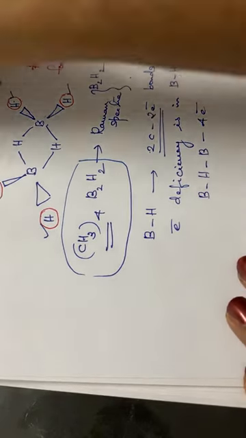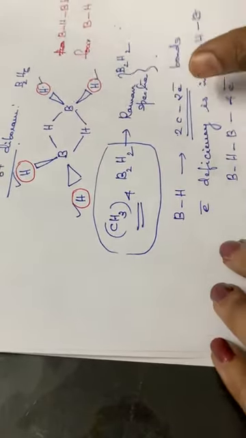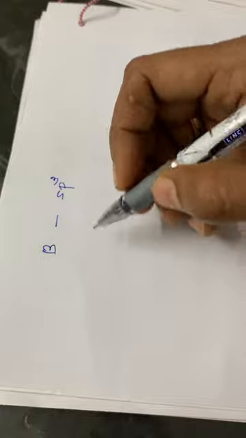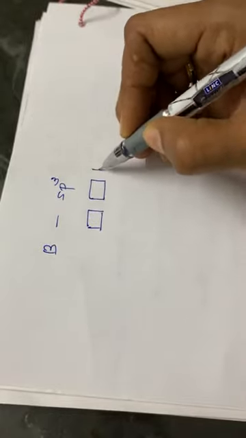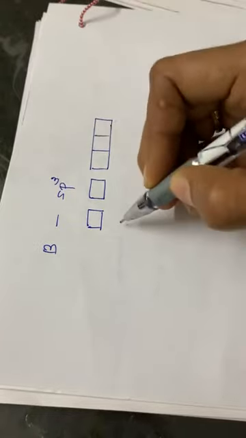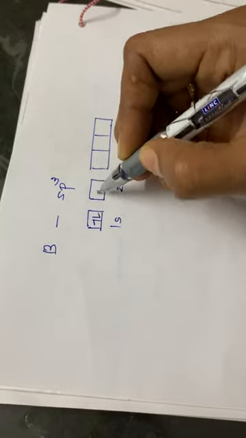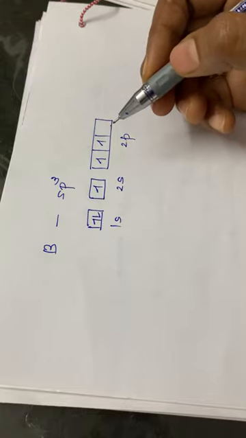Also, while considering the hybridization of this molecule, boron has an sp3 hybrid orbital. See the electronic configuration of boron: 1s, 2s, then 2p. 1s will have 2 electrons, and 2s will have 1 electron. Then 2px and 2py both have 1 electron each.